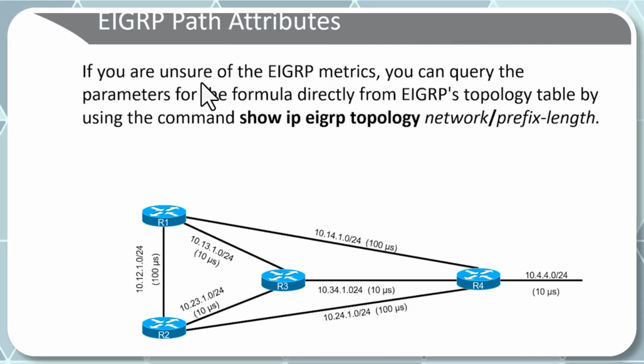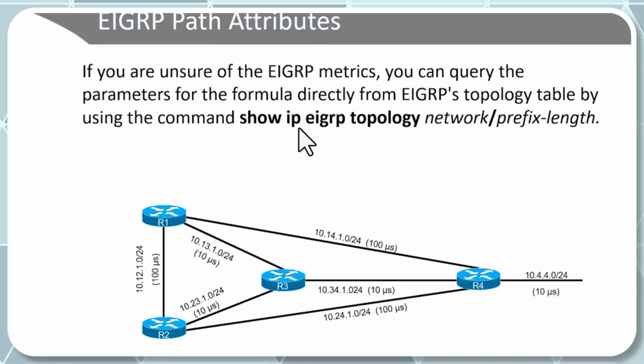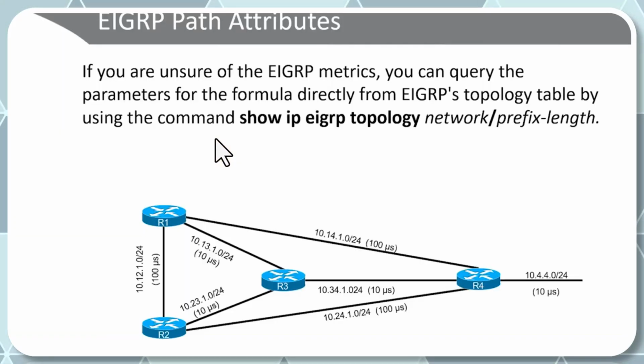So if you are unsure of the EIGRP metric, you can query the parameter formula from the EIGRP topology by using the command show eigrp topology network prefix length. Then you will be able to see from where the traffic will move. So I have run this command, show ip eigrp topology. When I run this, see what we have got here. It is showing from 10.13.1.3.